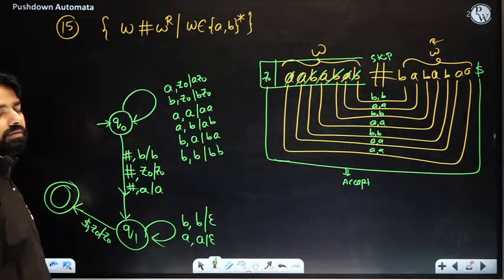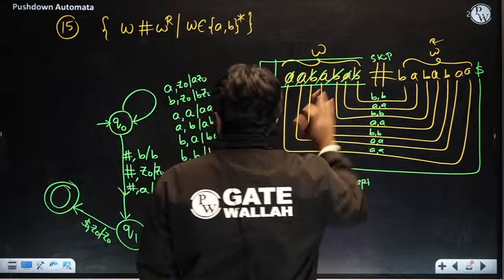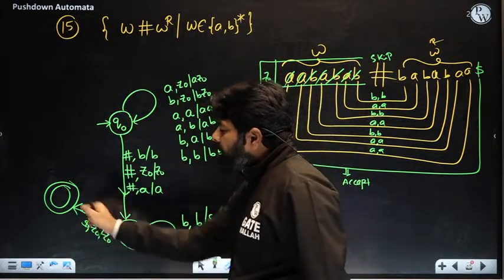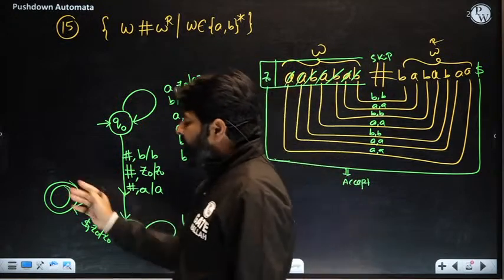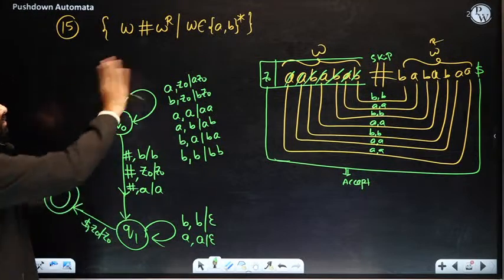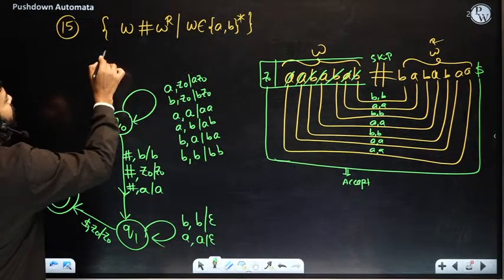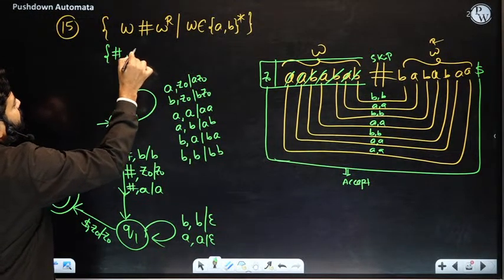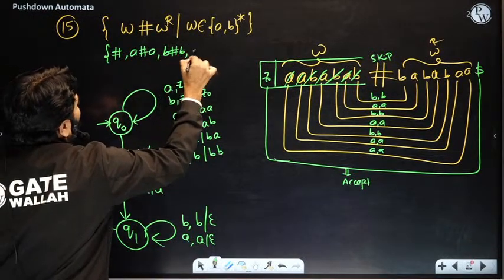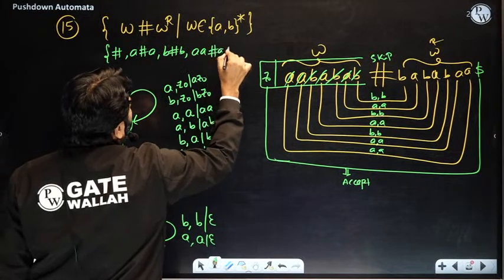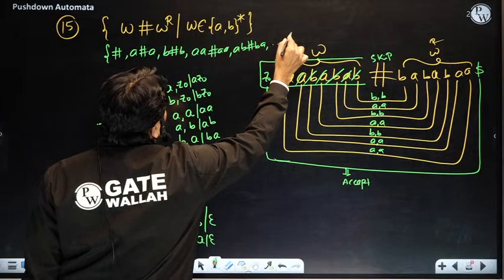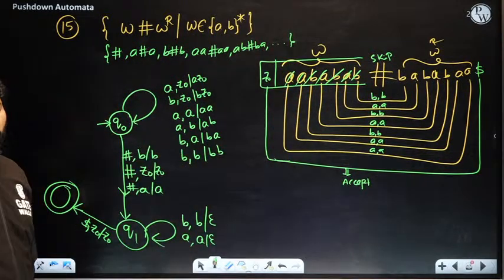Okay, minimum string is hash. Is it accepted? Yes, hash comma Z naught, you will come here, then dollar comma Z naught, you will accept it. Epsilon is not a valid string here. Hash is the minimum. Next, a hash a. Next, b hash b. Next, double a hash double a. Next, a b hash b a, its reverse, and so on. All such strings are valid.